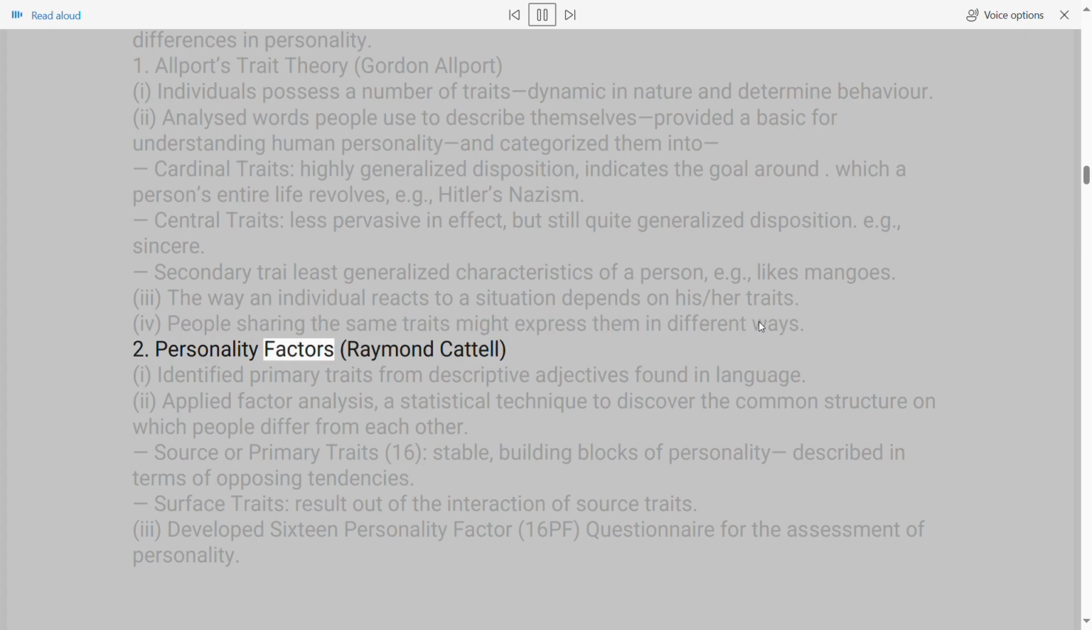2. Personality factors, Raymond Cattell. 1. Identified primary traits from descriptive adjectives found in language. 2. Applied factor analysis, a statistical technique to discover the common structure on which people differ from each other. Source or primary traits: 16 stable building blocks of personality described in terms of opposing tendencies. Surface traits result from the interaction of source traits. 3. Developed the 16 personality factor, 16 PF, questionnaire for the assessment of personality.